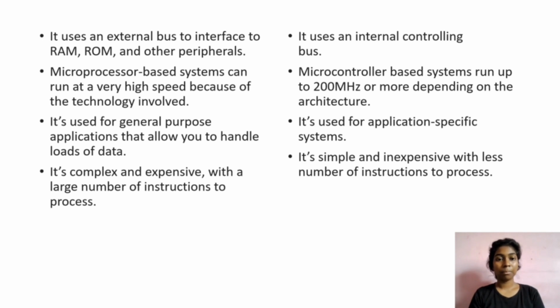A microprocessor based system can be run at very high speed because of the technology involved. A microcontroller based system runs up to 200 megahertz or more depending on the architecture. Microprocessor is used for general purpose applications that allow you to handle loads of data. Microcontroller is used for application specific systems. Microprocessor is complex and expensive, with a large number of instructions to process. Microcontroller is simple and inexpensive, with a smaller number of instructions to process.